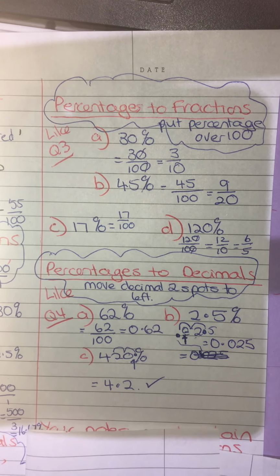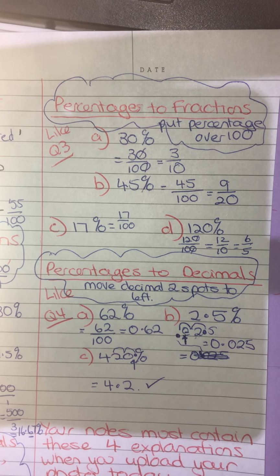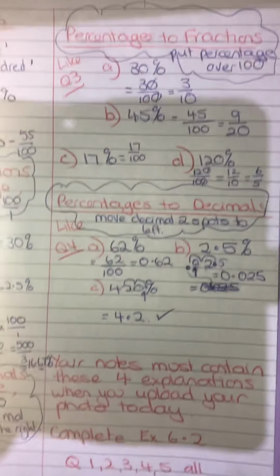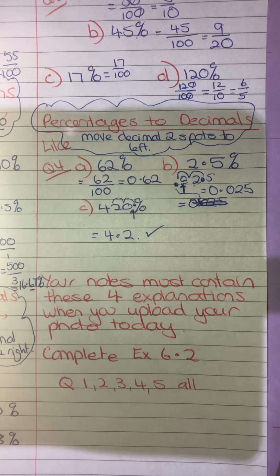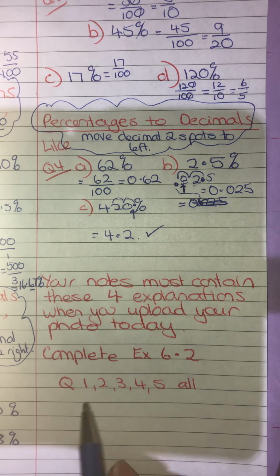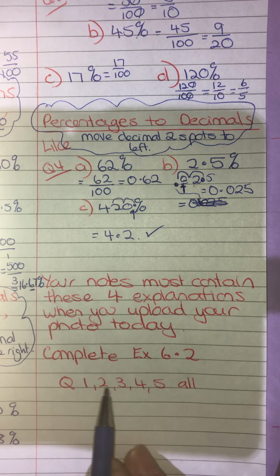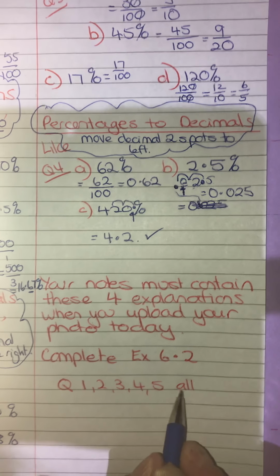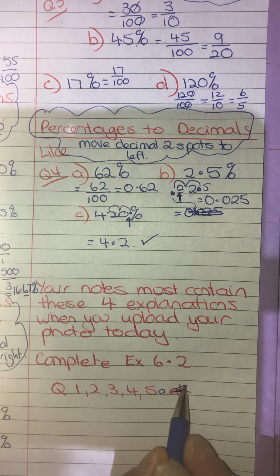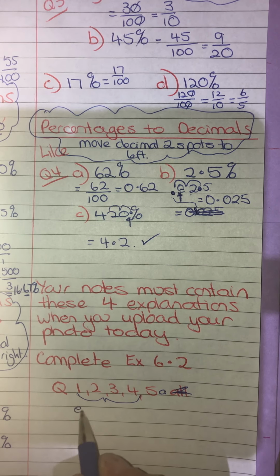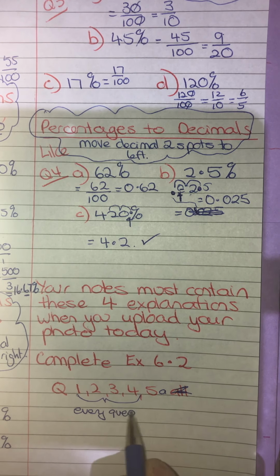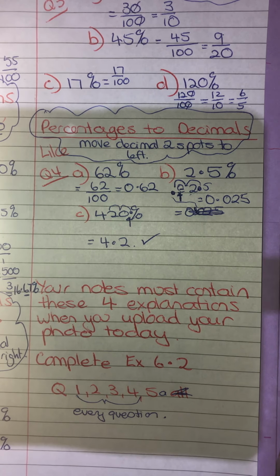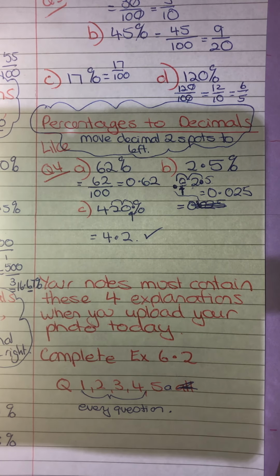Okay. So I have written here, which is really important, your notes must contain these 4 explanations when you upload your photo today. So I would have the 4 bubbles and perhaps one of the explanations underneath. And then these are the questions you need to do. There's 4 questions in each of these, 1, 2, 3, 4, and then this is just 1 question by itself. Actually, I'm going to change that. I'm going to write 5A. So these are every question. And that's all there is for today, okay? So 1, 2, 3, 4, every question, and question 5A.